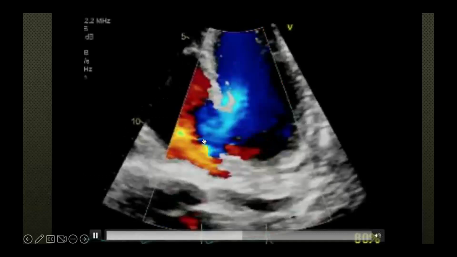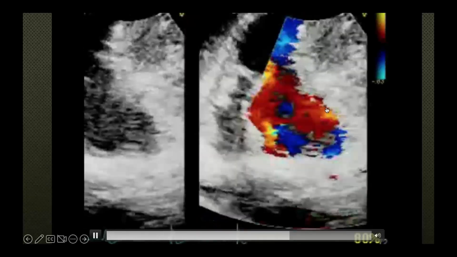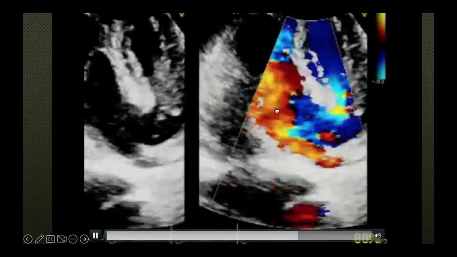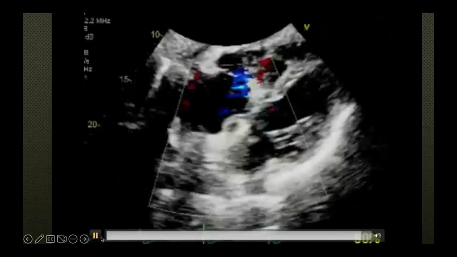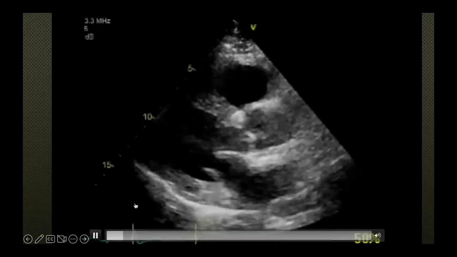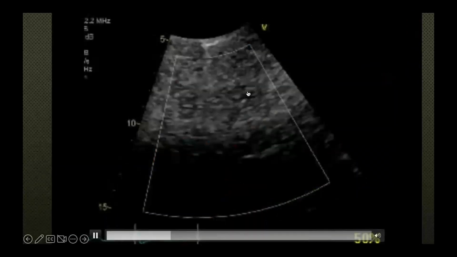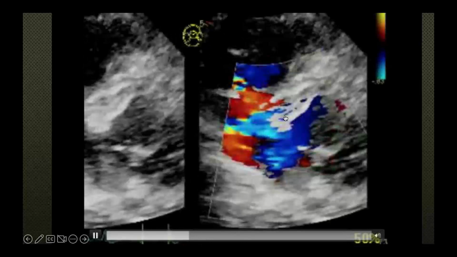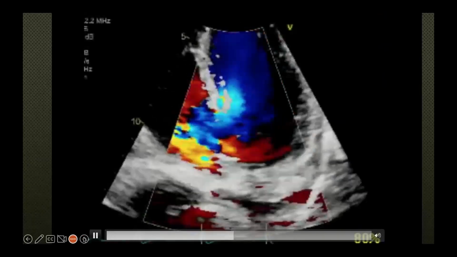This suggests that there is a basal inferior ventricular septal wall rupture, and you can see that usually with contrast, you can also have better visualization of the septal rupture and measure the size of the lesion.